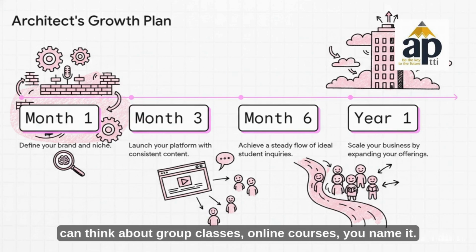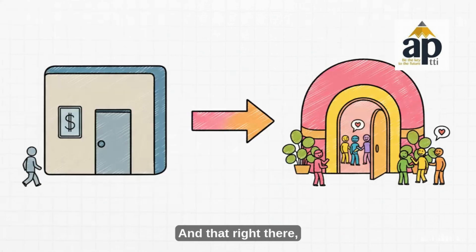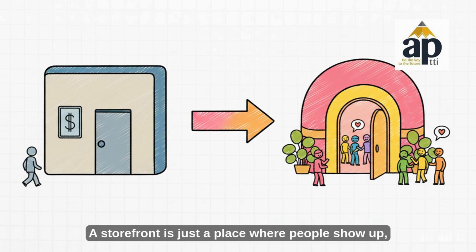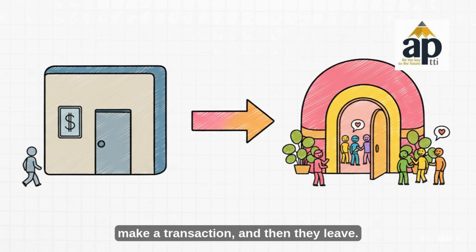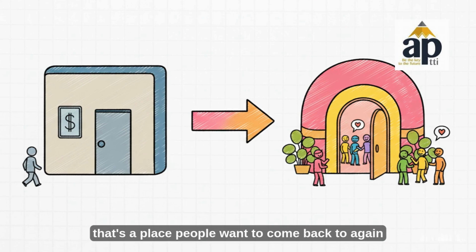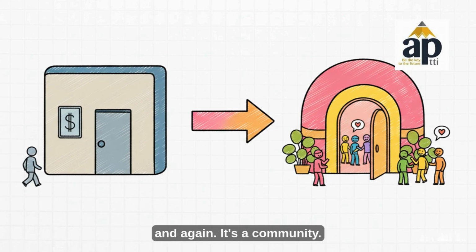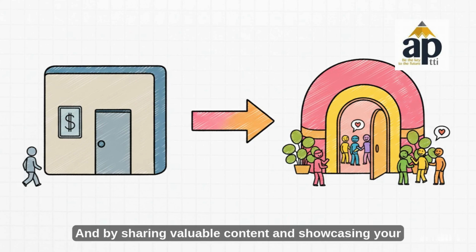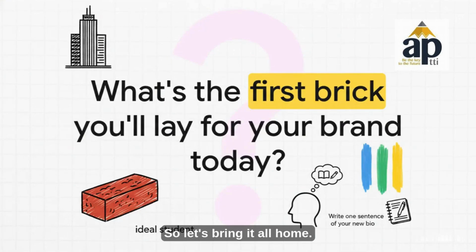And from there, the sky is the limit. You can think about group classes, online courses, you name it. And that right there, that is the big mindset shift. A storefront is just a place where people show up, make a transaction, and then they leave. But a destination, that's a place people want to come back to again and again. It's a community. And by sharing valuable content and showcasing your unique brand, you build a destination for your ideal learners.